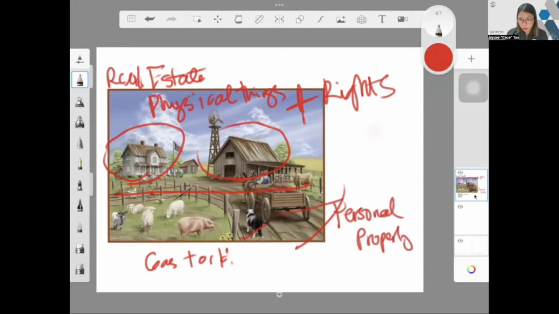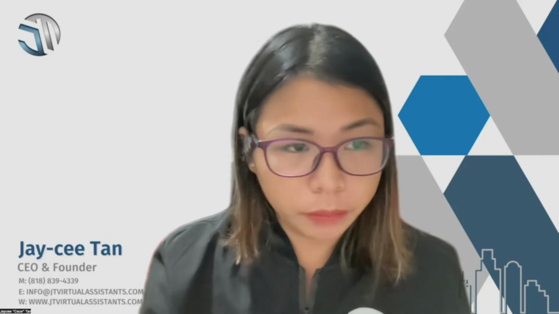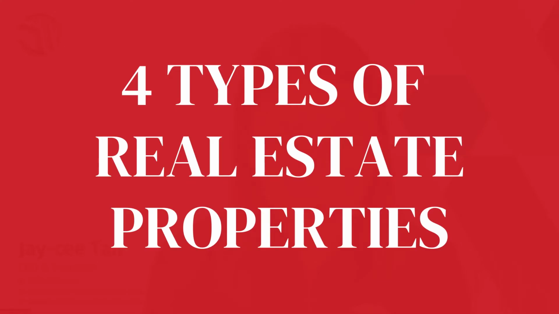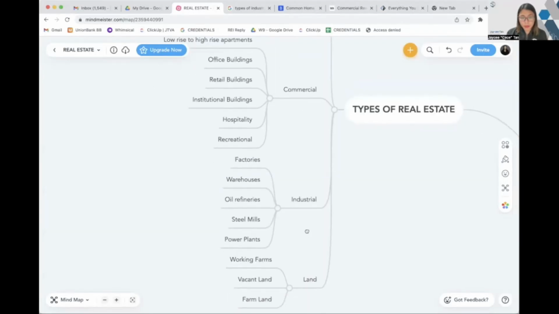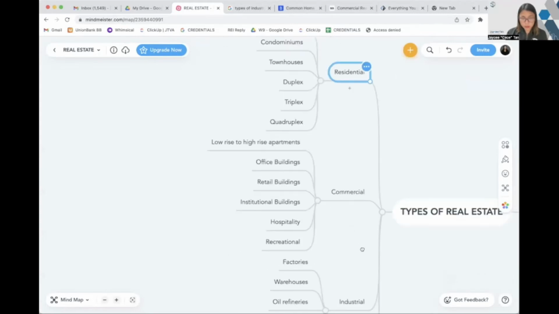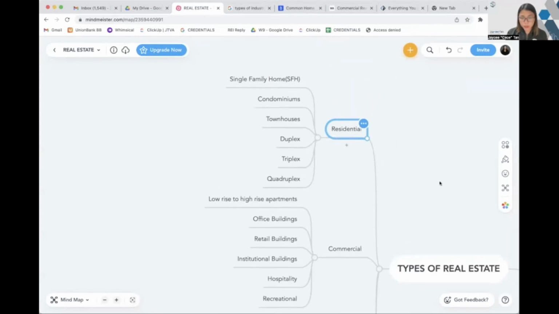I'm going to get to that here on a different screen. There are actually four types of real estate properties: residential properties, commercial properties, industrial, and land. So what are the differences between these four?